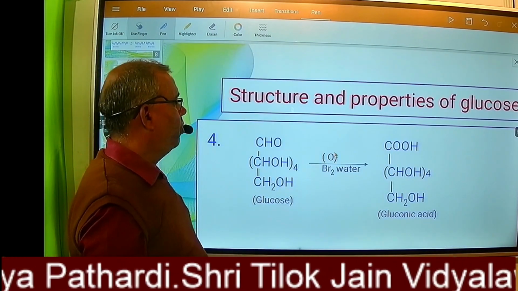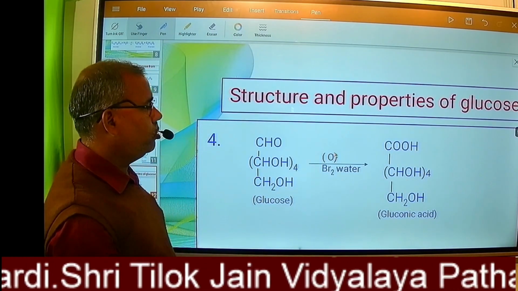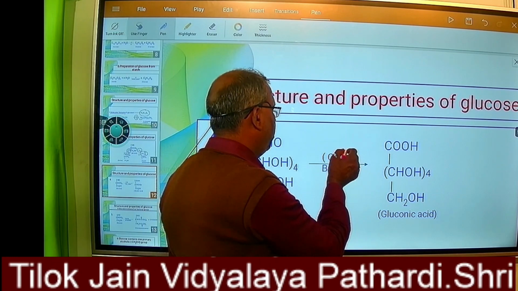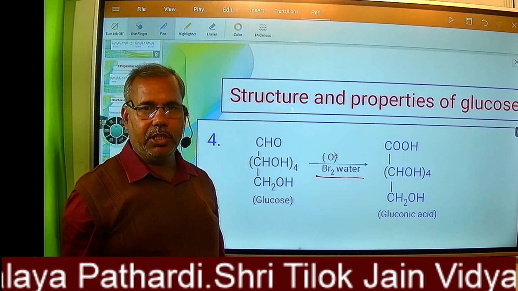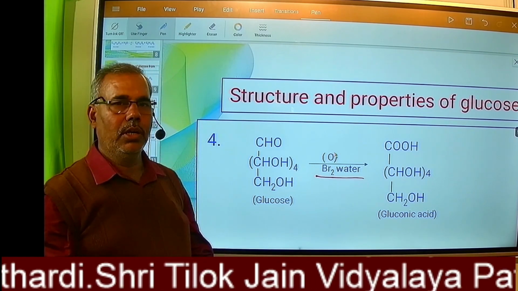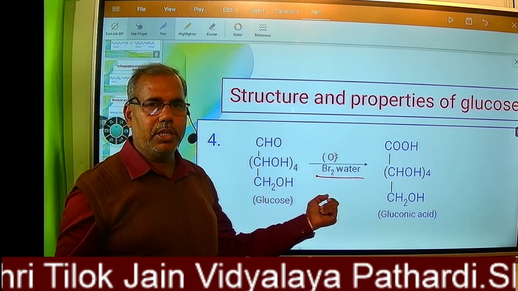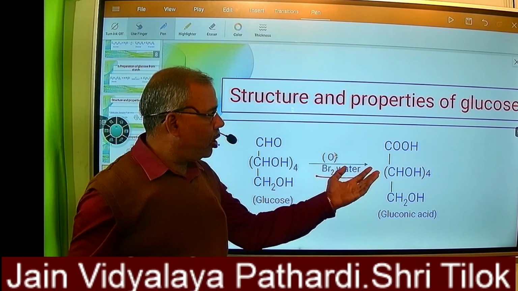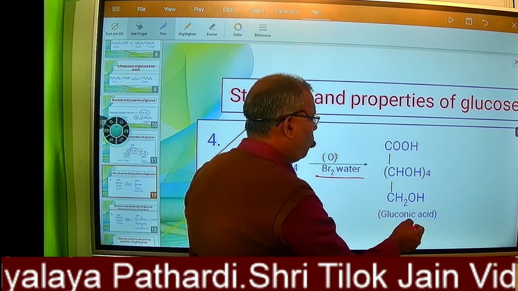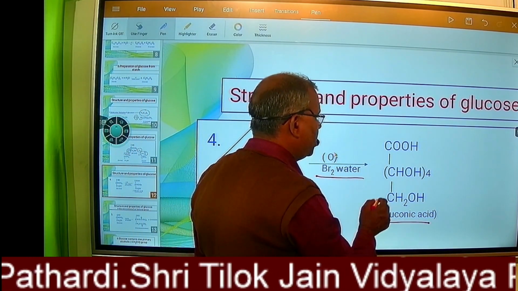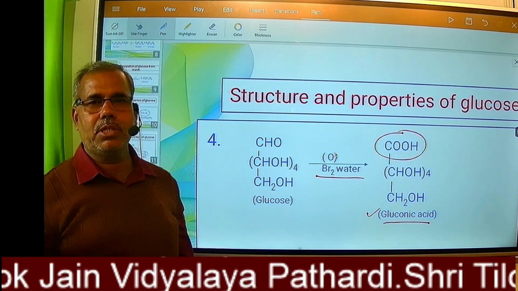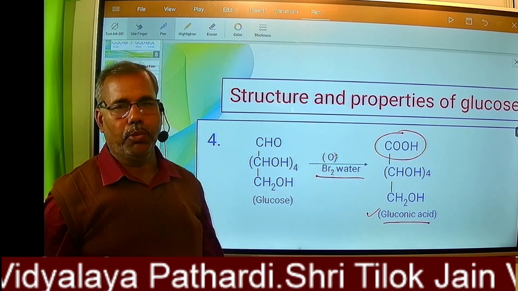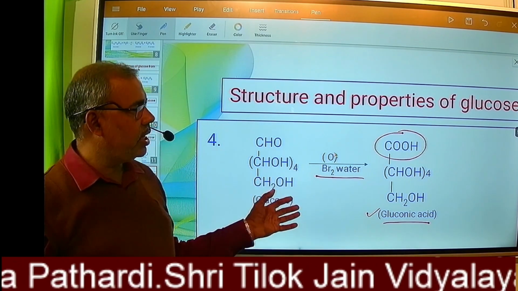Then fourth property: glucose was reacted with bromine water, which is a mild oxidizing agent, that means a weak oxidizing agent. With this mild oxidizing agent, the product formed was gluconic acid, in which one COOH group is there, that is, a carboxyl group is there. So gluconic acid is formed.